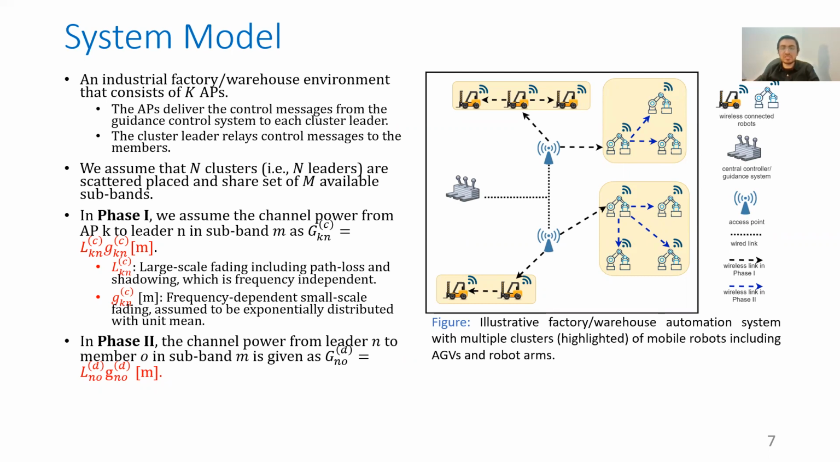So in phase one, each cluster leader autonomously selects the access point along with the subband and transmit power level. In phase two, the leader multicasts a message to members via point-to-multipoint connections. We consider both large-scale and small-scale fading in our simulation.